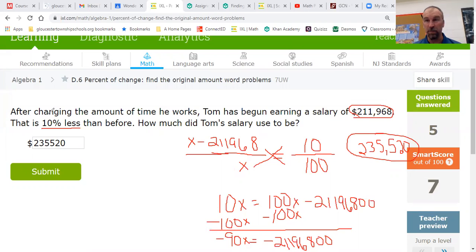If Tom makes 100% originally, always made 100% of his salary. Now he's making 10% less of his salary. So now he's not making the full 100%. He's only making 90%. He's only making 90% of his original salary, which is unknown. But I do know that 90% of his original salary, after he takes that 10% less, is going to equal that 211,968.